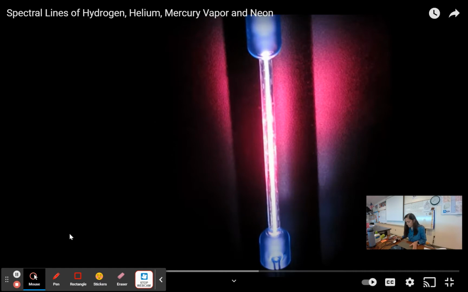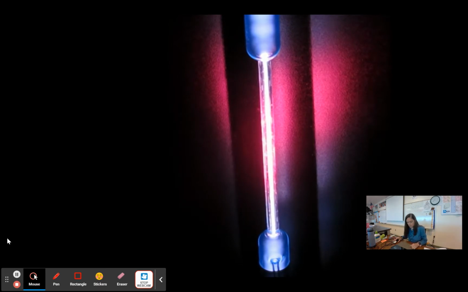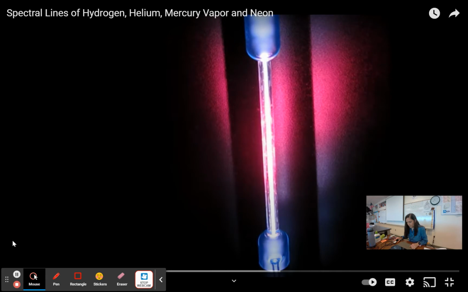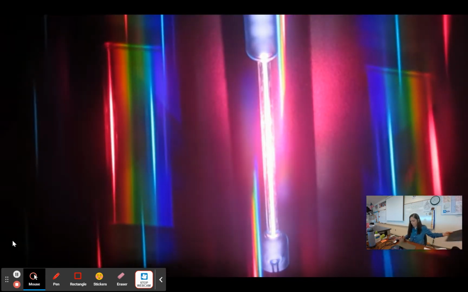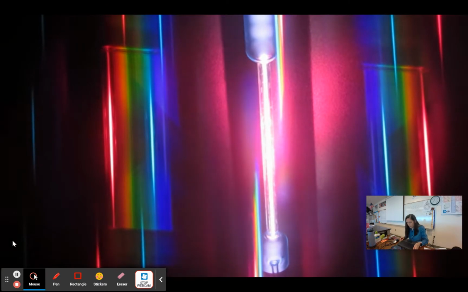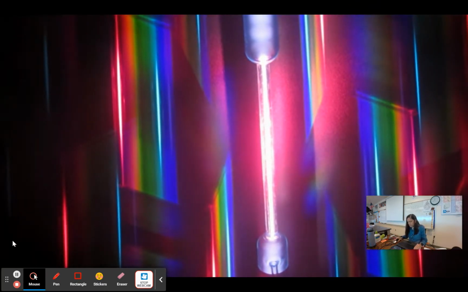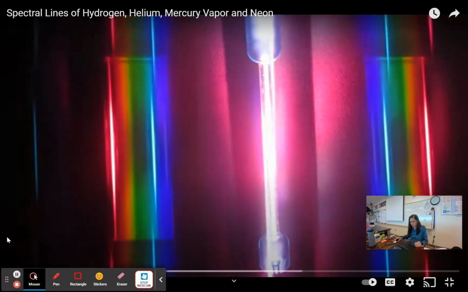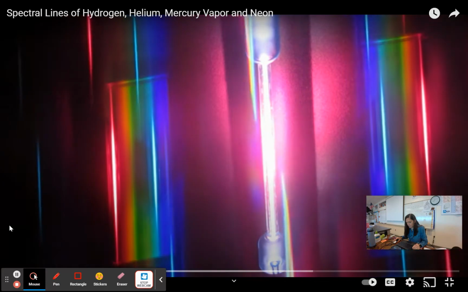We're going to look at the spectral lines created by excited hydrogen, helium, mercury, and neon. We're going to look at them through diffraction gratings. I'm going to try to place this over the lens of the camera. This one happens to be the atomic spectrum, or excuse me, the visible spectrum for hydrogen gas. You can see we have some nice sharp lines there. And as I do this, I'll rotate this for you so you guys can get a good view.